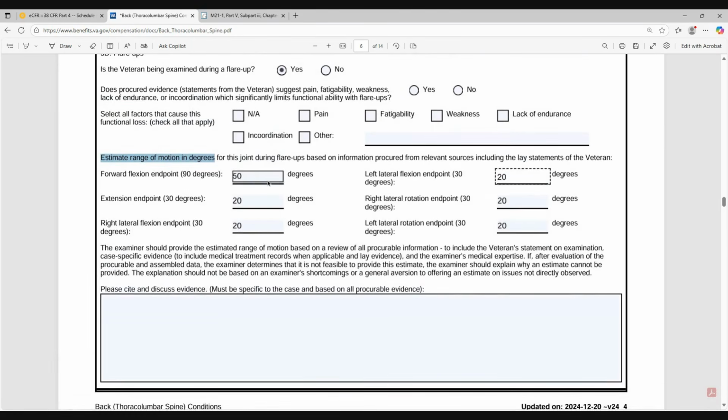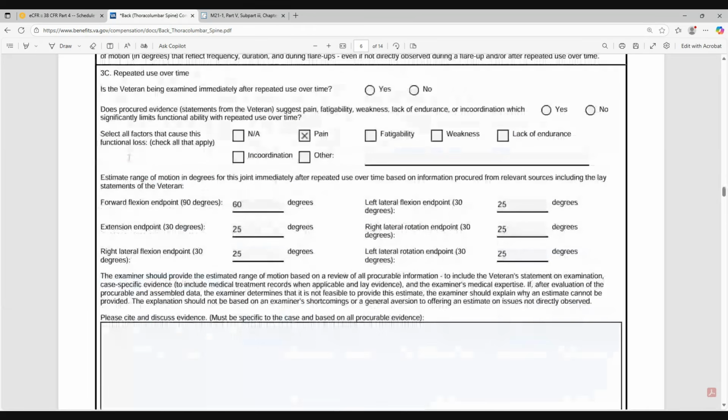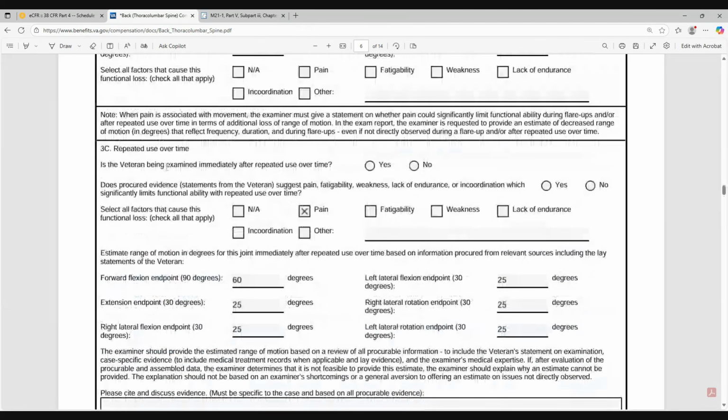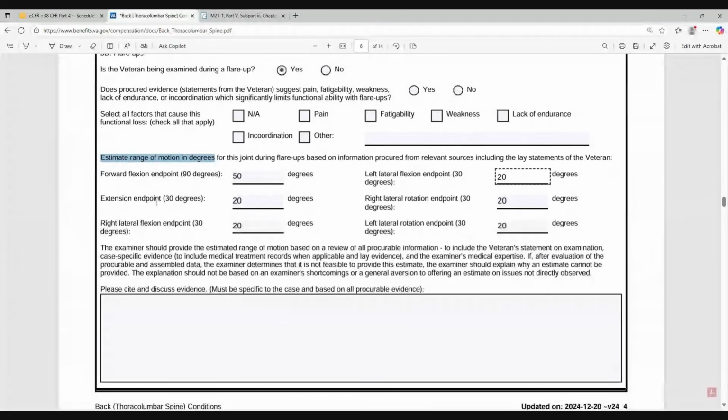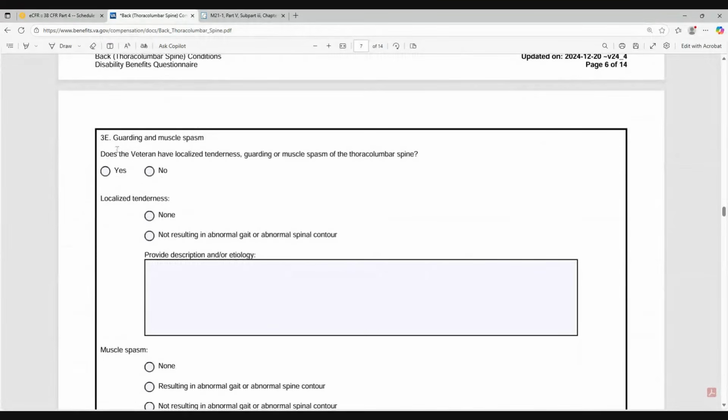Now, because this is the worst one of the bunch, this is the one I'm plugging in. I plug in every single one because there's a spot for every single range of motion in VBMS for all the different flare-ups and the repeated use over time. So I'm just going to manually put in all these numbers, and then the computer's going to pick the one that's the worst.